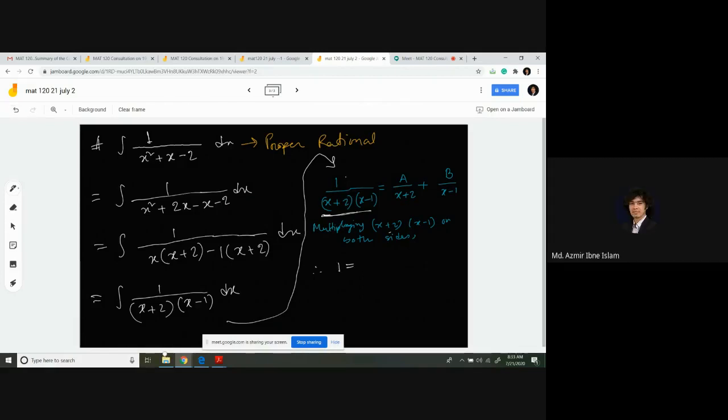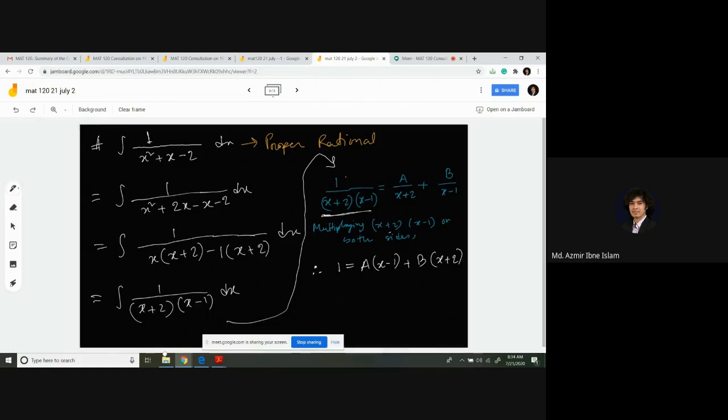So 1 equals, and if we multiply the same thing here, x plus 2 and x plus 2 can be cancelled. We will get just A times (x negative 1), and B times (x plus 2). Clear? Try to respond. So here now our target is to find this constant A and this constant B, so that we can easily integrate this one and this one.